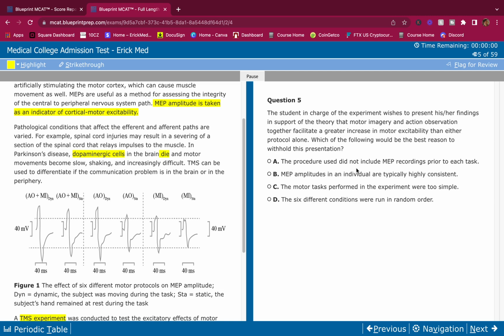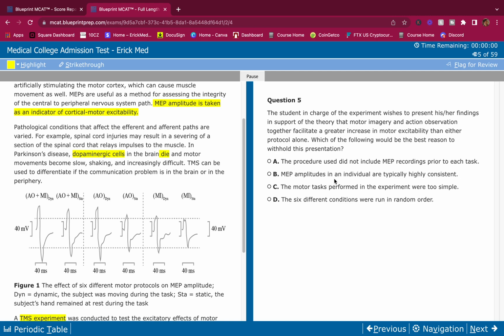So A, the procedure used did not include MEP recordings prior to each task. Okay, I like this answer, but I'm going to keep going to B, C, and D. I like this because you need MEP recordings before and after to say, hey, this is what happened before, and then after we did the AO and MI, this is what happened after. These are my results before, these are my results after. Look, guys, look at my findings, and this would help support this theory. So I like A, but let's keep going.